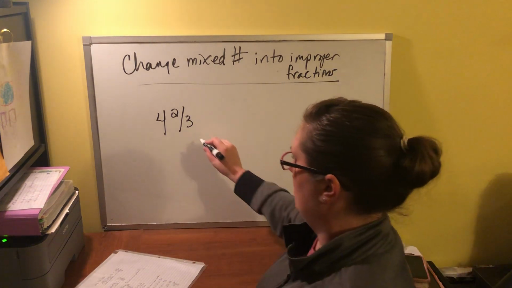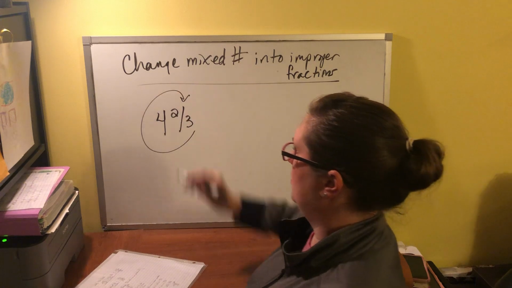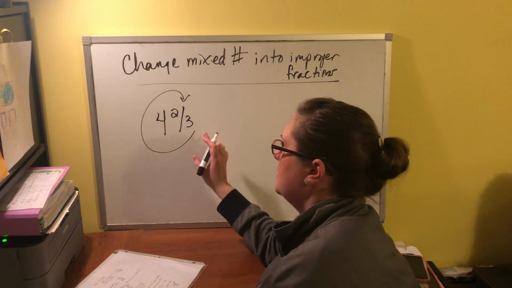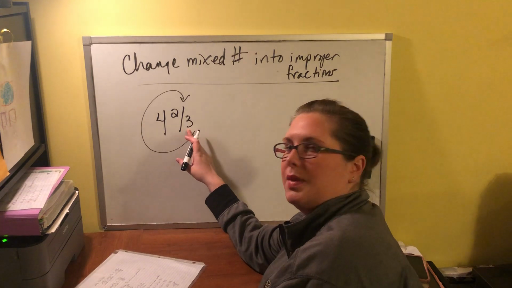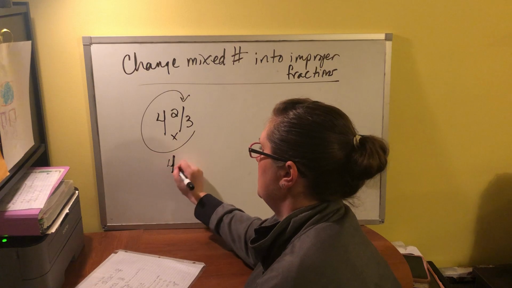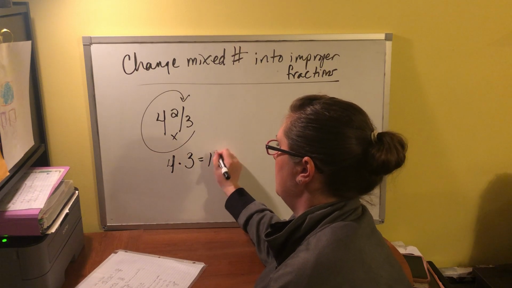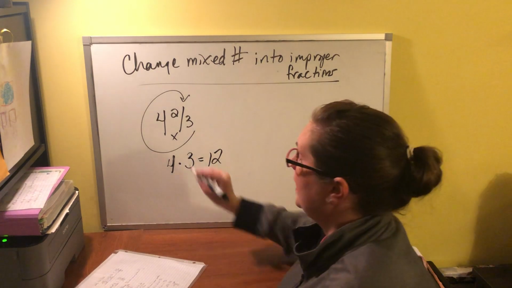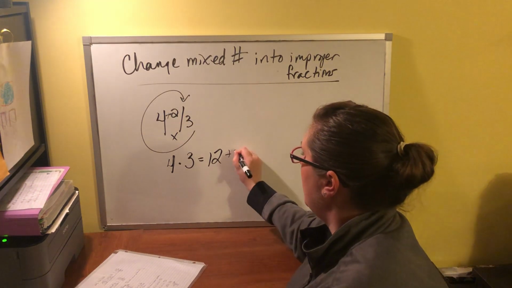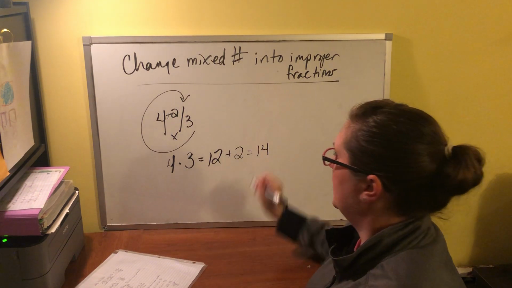All right, so we're doing a circle method. We're going in the left direction, okay? This time, we are multiplying the denominator times the whole number. So you are doing 4 times 3 gives me 12. Then you are adding the numerator. You are adding 2 to get 14.